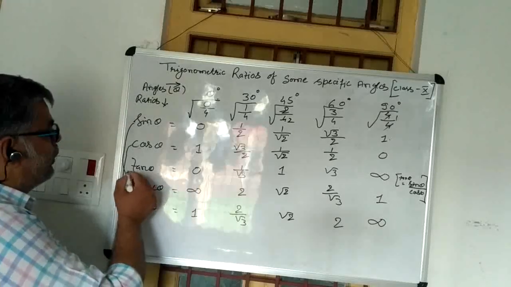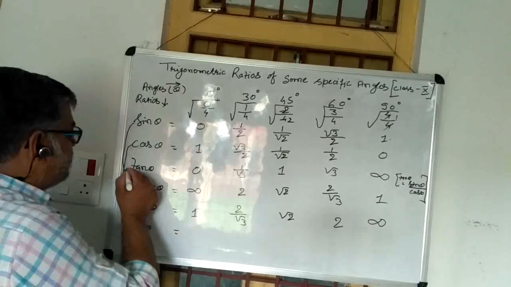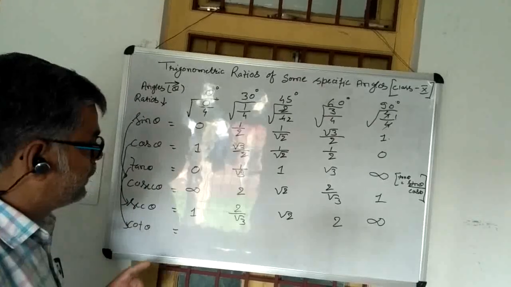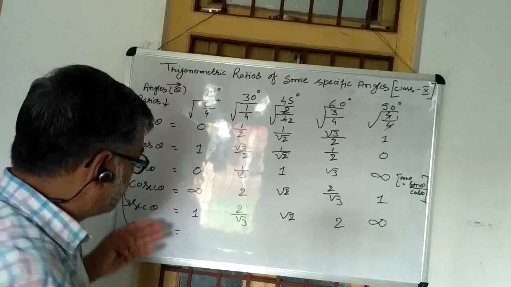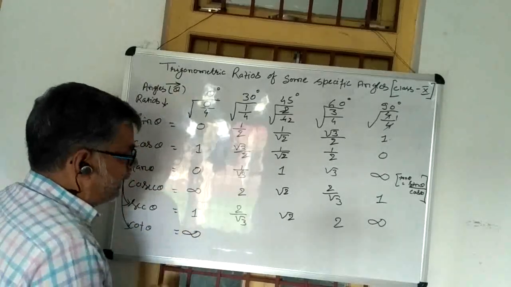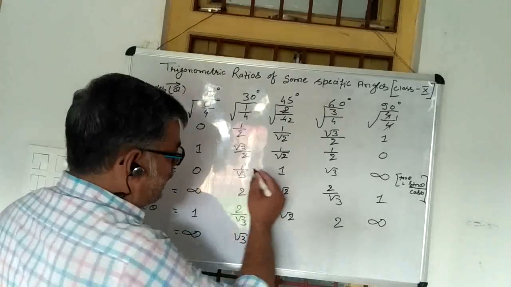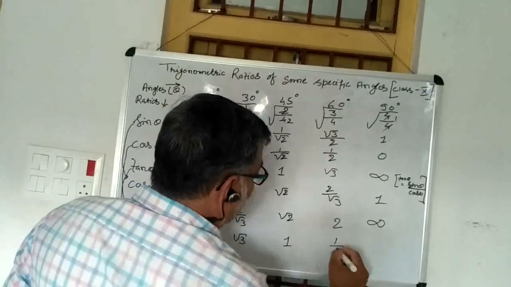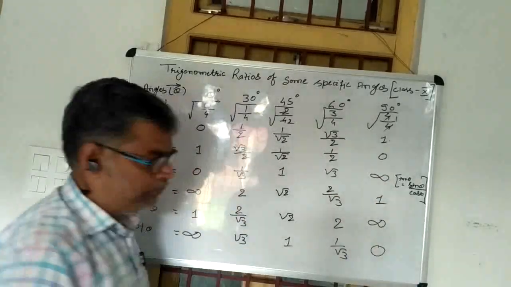Now one more, we have to find the values of cot theta. We know that cot theta is the reciprocal of tan theta. So we have the values of tan theta, and we will write the values of cot theta. The reciprocal of 0 is not defined. The reciprocal of 1 by root 3 is root 3. The reciprocal of 1 is 1. The reciprocal of root 3 is 1 by root 3. And the reciprocal of infinite is 0.